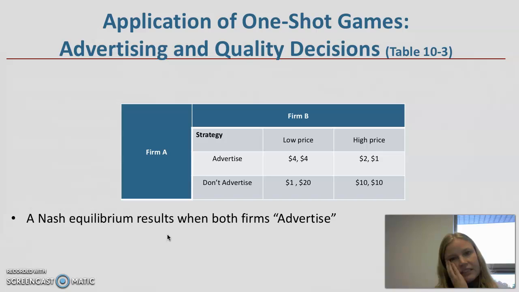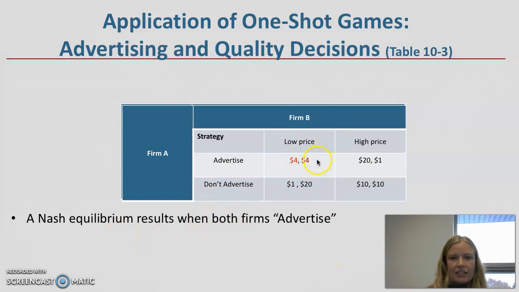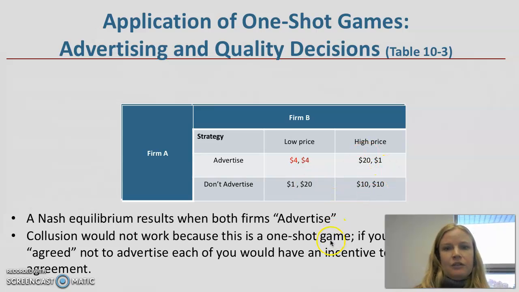Neither firm has a dominant strategy. And what's going to happen is the Nash equilibrium is going to be that they both advertise. You might want to take a look at the book because the book explains why it's listed as low price and high price. But basically what's going to happen is if this is a one-shot game, they both would be better off again by choosing this option, but both of them would have an incentive to cheat if they chose that option. So it's not a stable equilibrium.